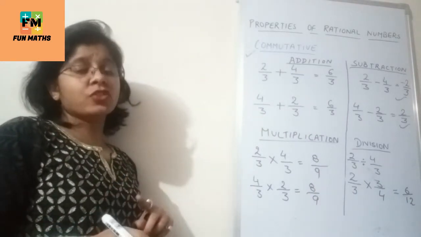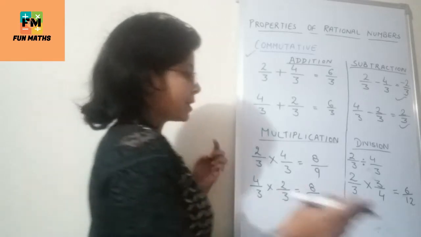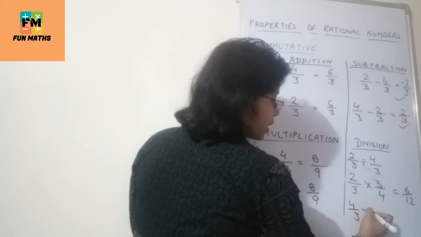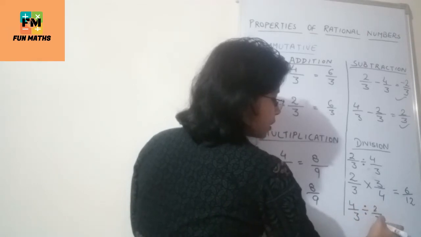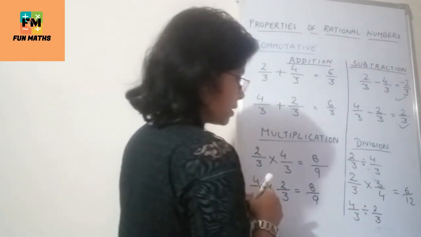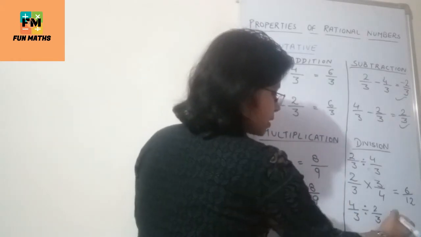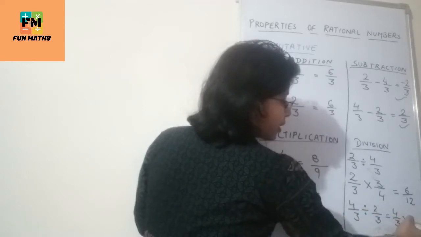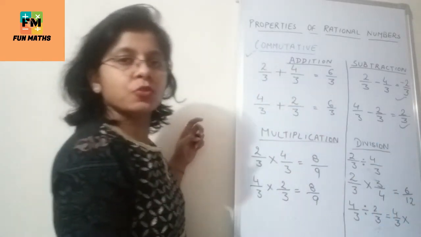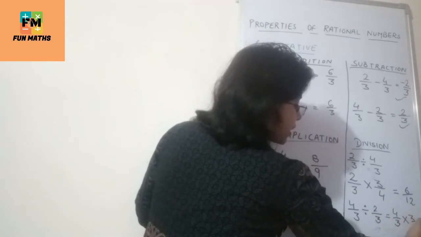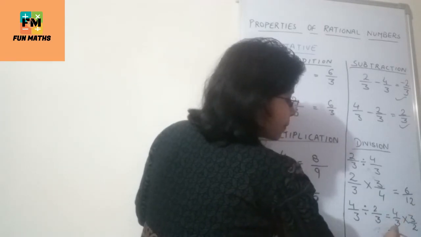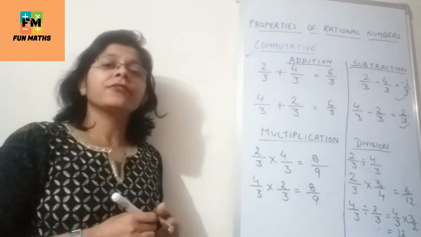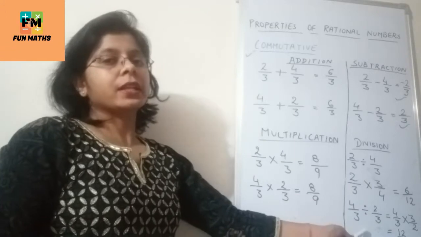Now let's interchange the numbers and see whether we are getting the same result or not, right? So it would be 4 by 3 divided by 2 by 3. Now let's check this. Alright, so same process. 4 by 3 we will be writing, then this division would convert into multiplication, and then we are going to write the reciprocal of the next one, that is 3 by 2. When we multiply, we will get 12 by 6. Clearly, if you see both the cases, we are getting different results, right?